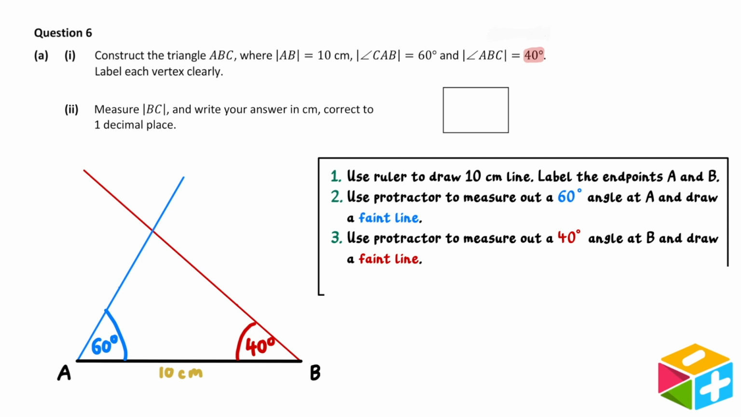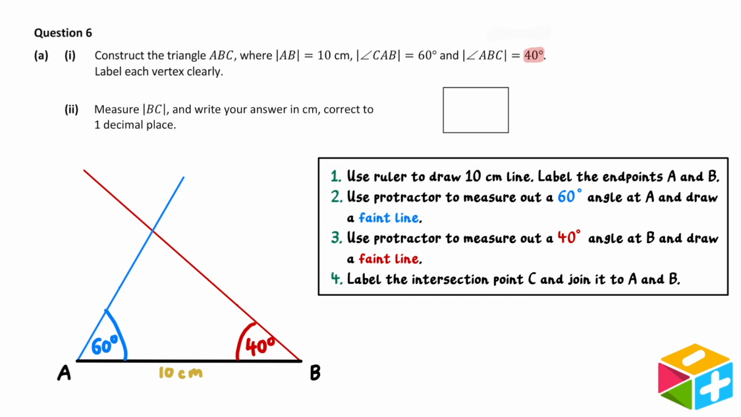So, we've drawn out one side of our triangle, AB, and we've measured out the relevant angles at A and B. The construction has already made out the shape of a triangle. To finish off, all we have to do is label our intersection point with C, and then to join this with solid lines to A and to B.